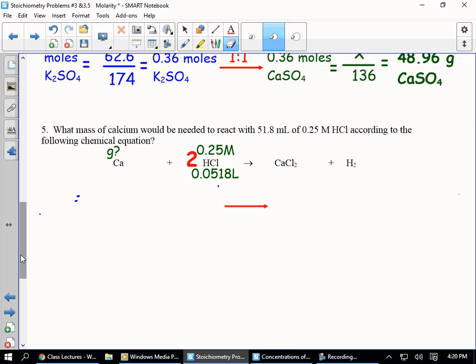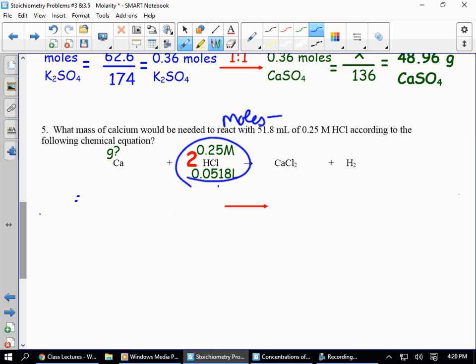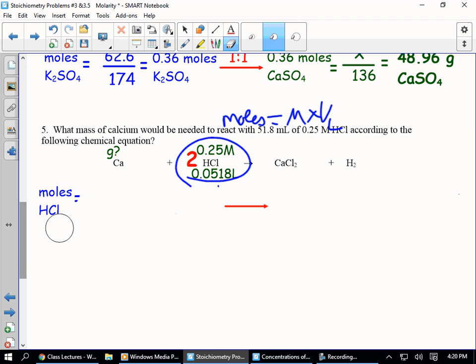of a 0.25 molar HCl solution according to the following chemical equation. So now, taking a look at this, what can you put into moles? Well, you should realize that this HCl is a solution, and I know that moles of a solution is equal to molarity times volume in liters, which I have both of those. So moles of HCl is equal to 0.25 times 0.0518, and when you do that, you're going to get 0.031 moles of HCl.